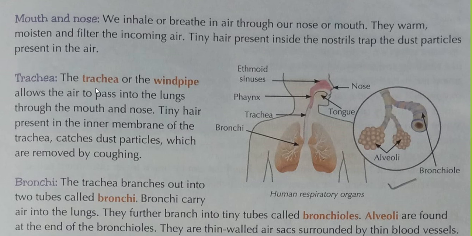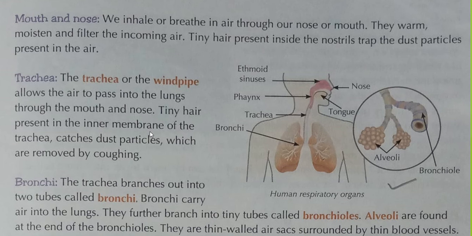About the trachea, which is also known as the windpipe, it is written that it allows the air to pass into the lungs through the mouth and nose. So first the air gets inside through the nose or the mouth, and then it passes through the trachea to reach the lungs. Tiny hair present in the inner membrane of the trachea catches dust particles which are removed by coughing.